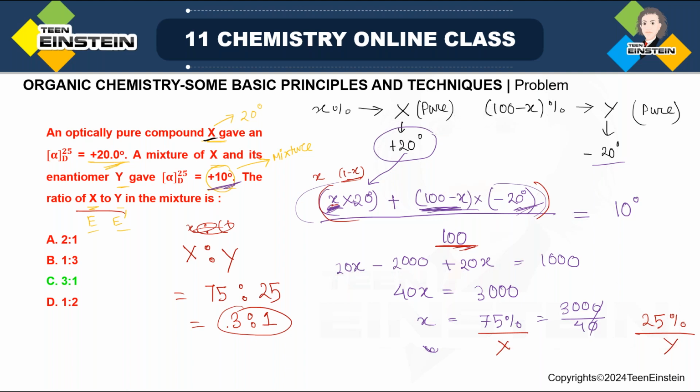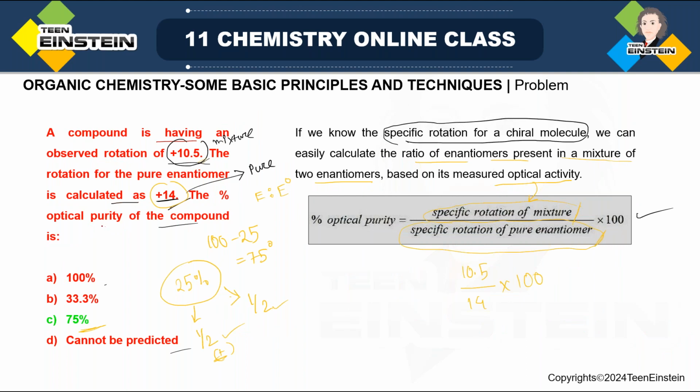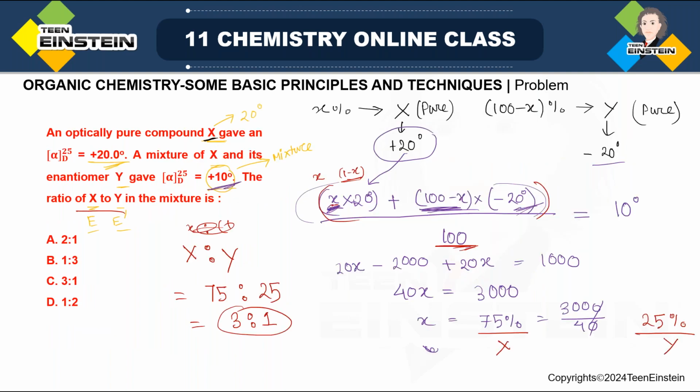So the same type of information is given in both problems, but in the previous problem it was asking for the percentage optical purity, which you can easily get by putting in this expression, but here it is asking something different. Okay. And if a question arises about what the optical purity will be in this case, that also we can calculate.